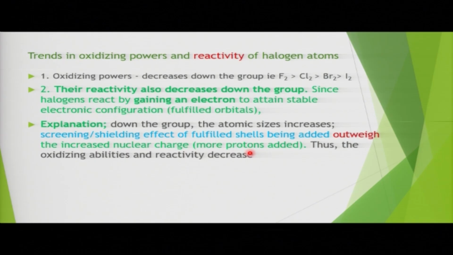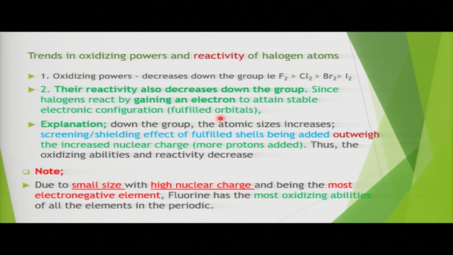And of course, with the ability to attract electrons reducing, the reactivity of halogens also reduces, because if you can't attract, then how will you react by gaining? It becomes very hard. So these two go hand in hand, reactivity and oxidizing power. So what do we finally see? This is something you need to understand.